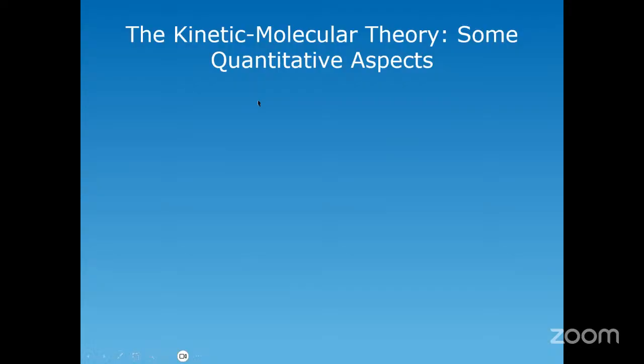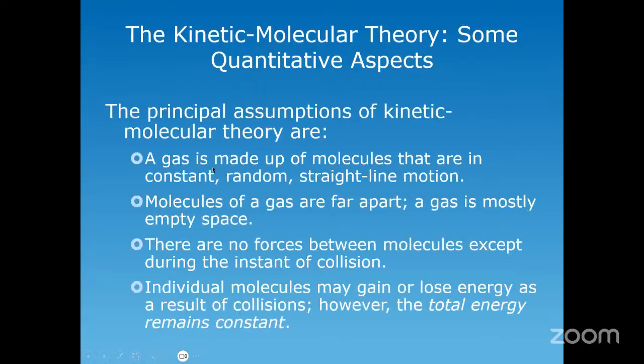principal assumptions. Basically, that gases are made up of small particles. Those particles could be atoms or molecules, always moving. They're very highly energetic, and they move in constant random straight line motion. The second assumption listed is that if you have a gas that is trapped in a container, then most of that gas is empty space, right? And that's because the particles are small and they are far apart from each other on average.